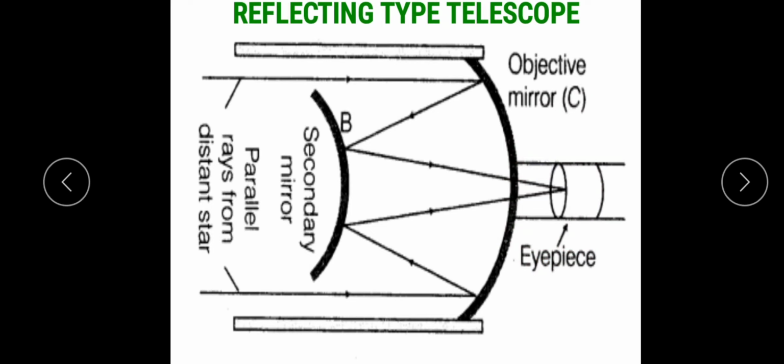The final image seen through the eyepiece is inverted with respect to the object. But it does not matter, because I already told you that astronomical objects are spherical. Thank you.